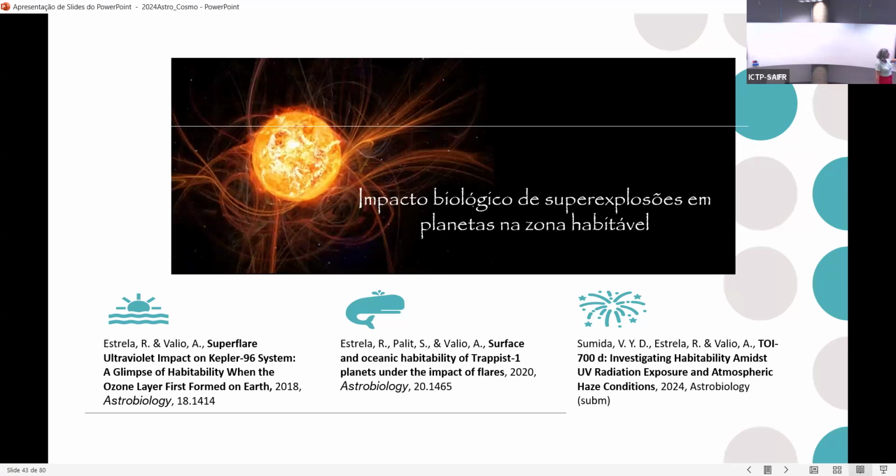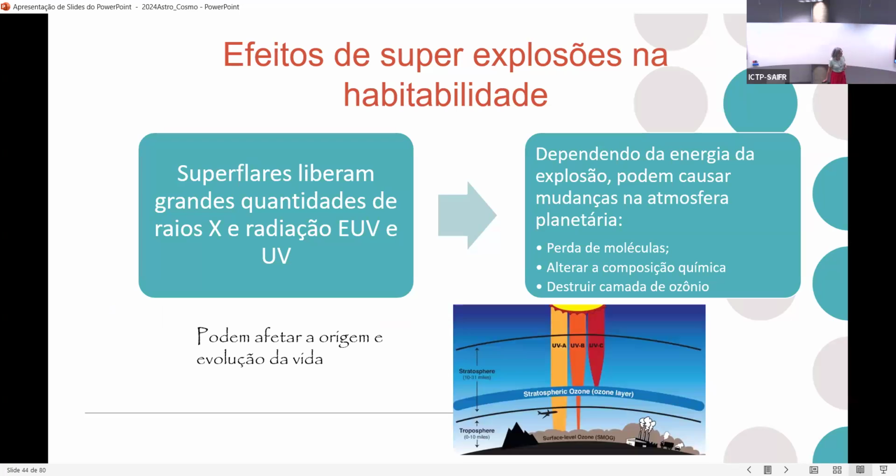Three systems: Kepler-96, a solar-type star; TRAPPIST-1, a very small red dwarf; and GJ 700, a red dwarf, not so small, but still. So I'm going to talk a little bit about what we did there. Again, as I said, the superflares will of course increase by a lot the amount of ultraviolet radiation. And depending on the amount of radiation, it can alter the chemical composition of the atmosphere, and even destroy the ozone layer.